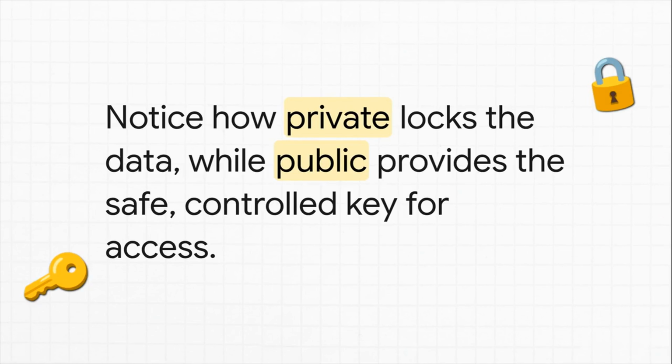See that word private? That's the lock on our data capsule. It makes the price totally inaccessible from the outside. But then you see the word public? That's our carefully controlled key. It's a safe gateway that lets us check if a new value is okay before we ever let the price get changed. Pretty smart, huh?